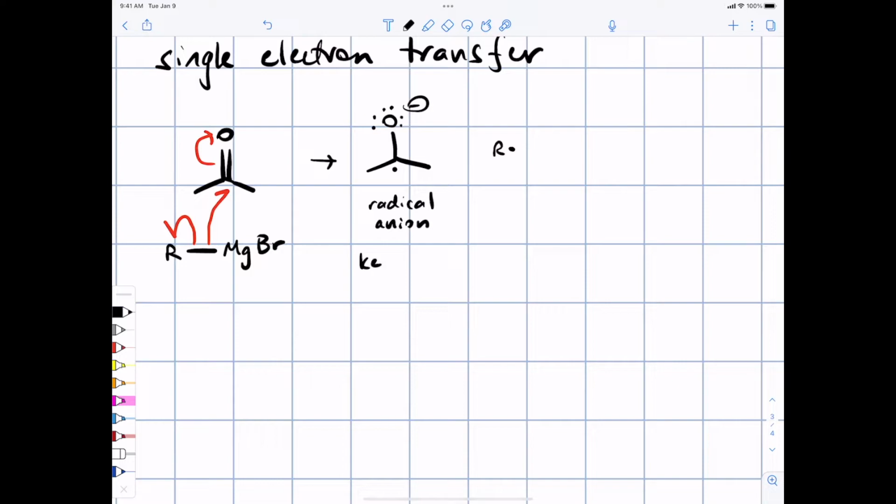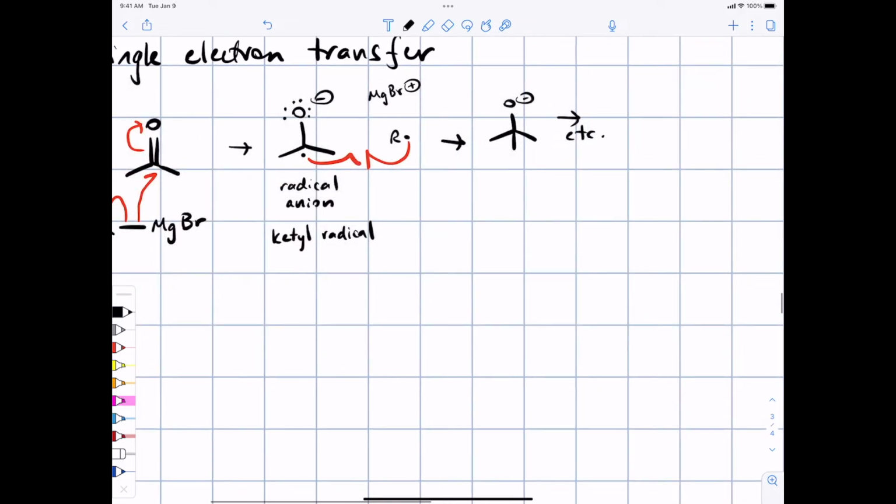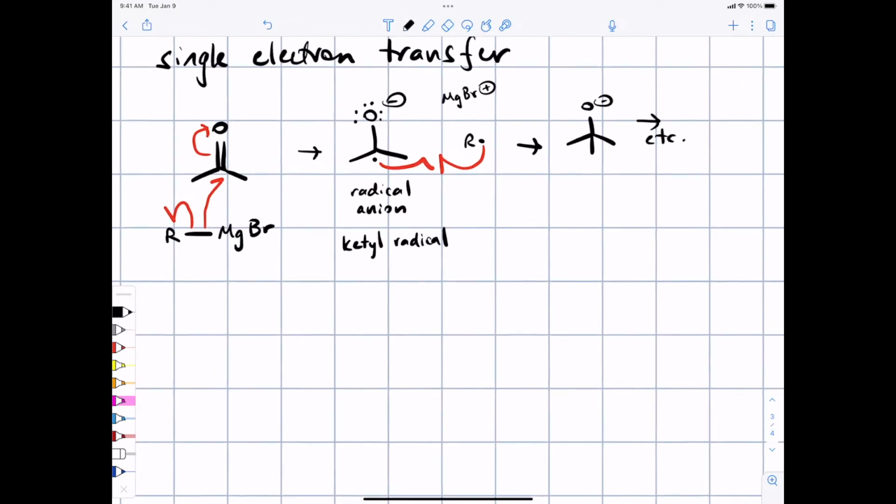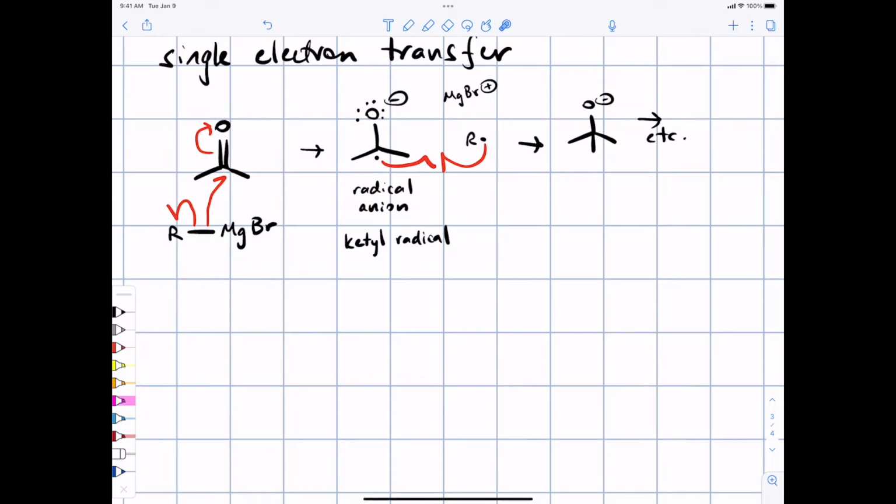And it can also be called a ketyl radical, although I haven't ever heard that term except in this textbook. And then, of course, you have MgBr plus somewhere. And then it's thought in a subsequent step, you do radical coupling, and that generates your expected product, etc. What is the evidence for this? Well, you might expect to see, whenever you have a radical species, you might expect to see some radical coupling.